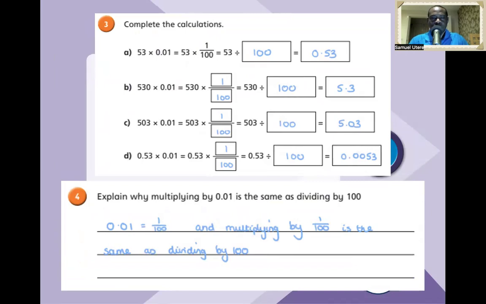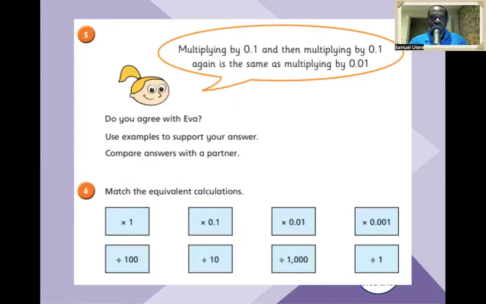I'll comment on the last one. It says explain why multiplying by 0.01 is the same as dividing by 100. We know that 0.01 is 1 over 100, which is 1 divided by 100. And multiplying by 1 over 100 is the same as dividing by 100. Pause the video and answer questions 5 and 6 in 2 minutes.